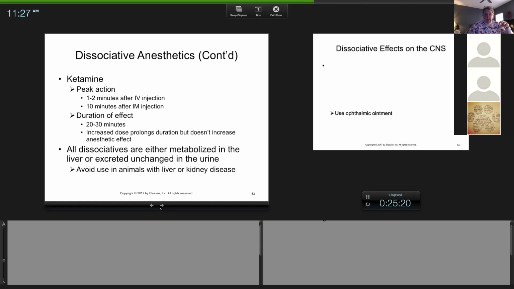Now in the cat, if you remember, 90% of ketamine is excreted as an active drug through the kidney. So again, I caution you: if you have a cat that has renal disease and the kidneys aren't working, then potentially this drug is going to hang around longer. They're not going to clear it. I might use a different drug. In dogs, it's about 50%. So 50% is broken down by the liver, 50% is excreted unchanged.